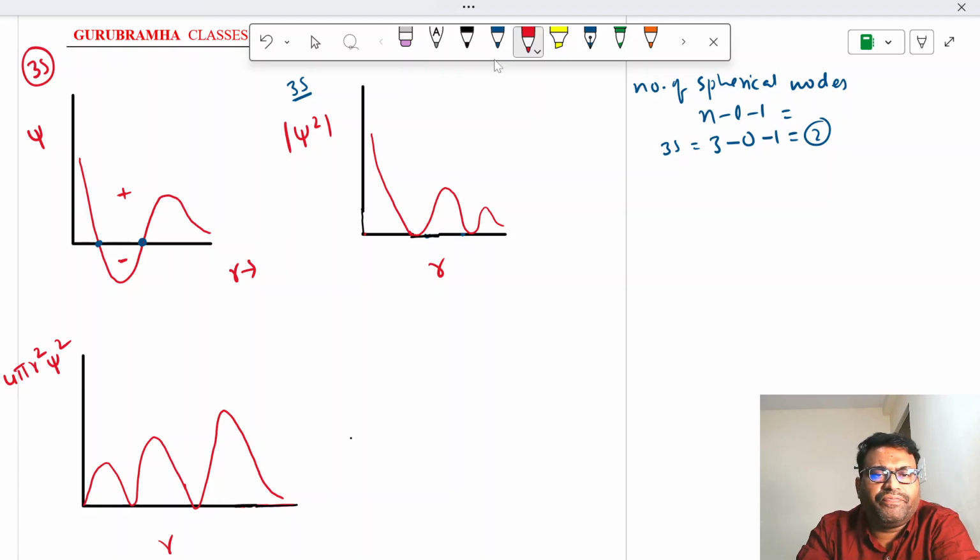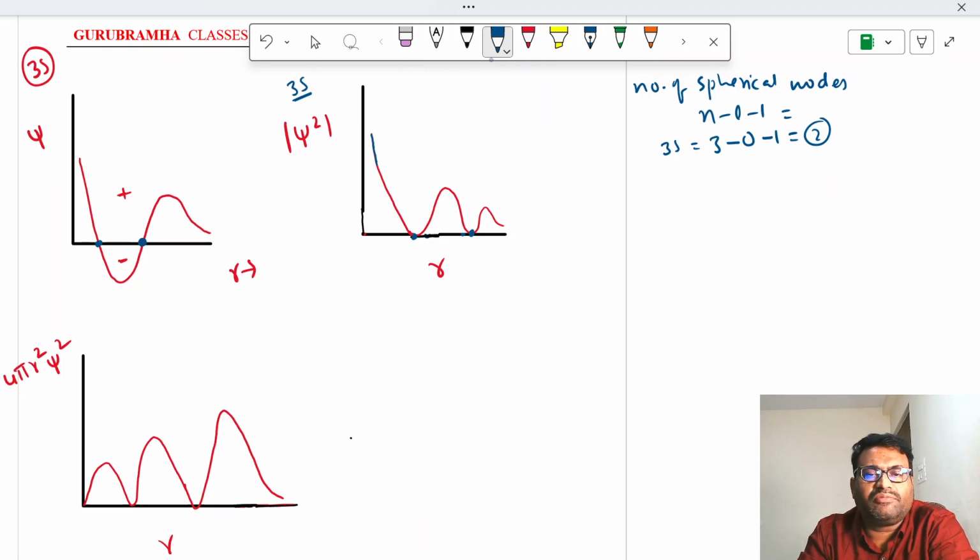So how many nodes are there? 2 nodes are there. So 3s. How to identify this? Whenever a graph is drawn for an s orbital between psi and r or psi square and r, it always starts from non-zero. This point you need to remember. It starts from non-zero. And if there is more than one peak, the peaks of the curve will be in descending order.